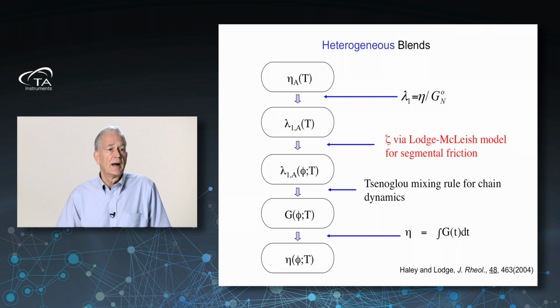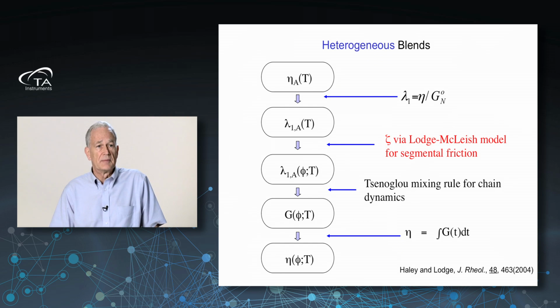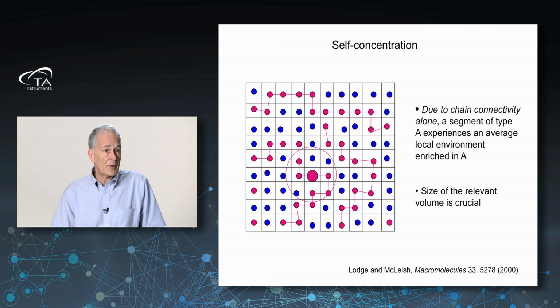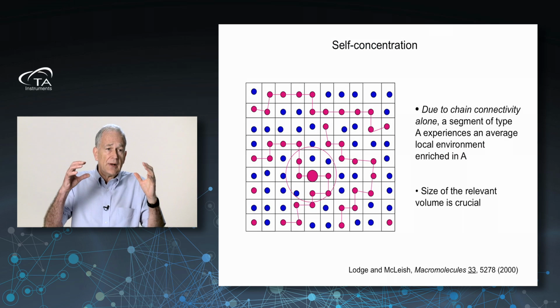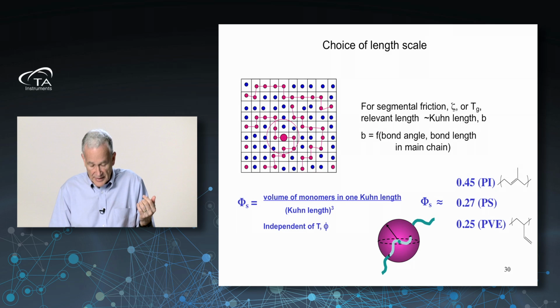The source of the problem is that you can't just use the average. You might say, if I have a 50-50 blend, I'll use the viscosity of one and divide it by half, and then the viscosity of the other polymer, and then add them together. You can't use a simple mixing rule because, as said on this slide, the monomer, that red monomer, I said A there, that type of monomer, has more of itself around it because it's connected. So it's, as we say there, due to chain connectivity alone, the segment of type A experiences more of its buddies next to it. You imagine there are 8 nearest neighbors there, and 5 of them are red and only 3 of them are blue. And so that's a problem. We call it self-concentration.